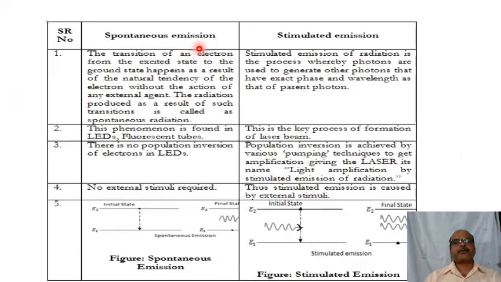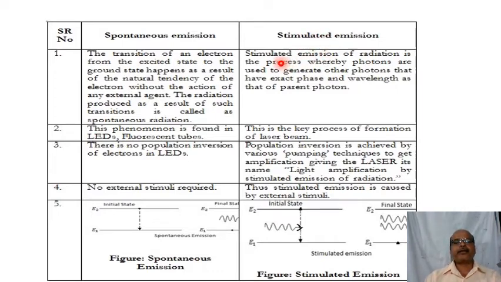So what is the difference between spontaneous emission and stimulated emission? Here, the transition of an electron from the excited state to the ground state happens as a result of a natural tendency of the electron, without the action of an external agent. Here no external agent is required, but here an external agent is required. That is, pumping is required. We can say that this process is also called population inversion, which occurs in stimulated emission.